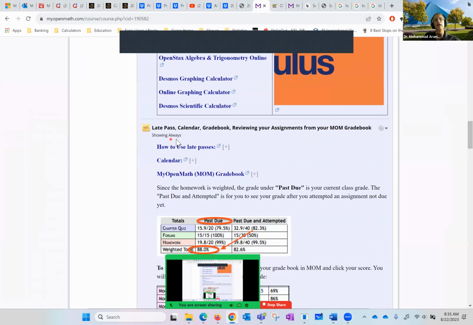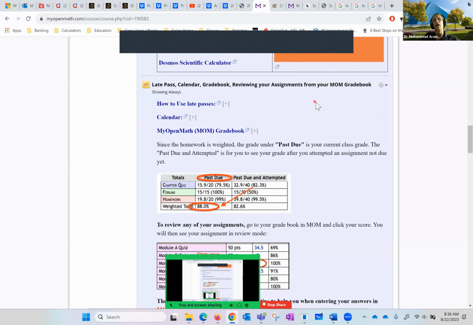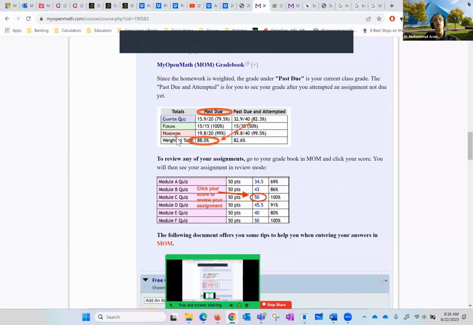How do you use a late pass? Please try not to use a late pass, but I've set it up for some of your homework. Again, specifically not the first two, specifically not for the exams. But if you have to use a late pass, it has to be done before the due date. And you have a few of them. It shows how to do that.